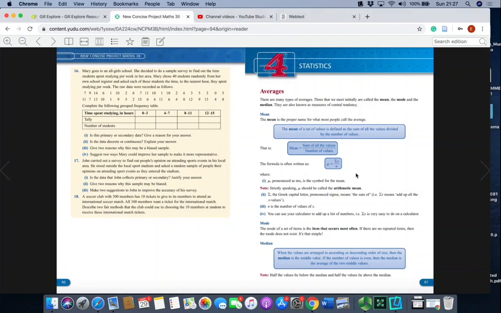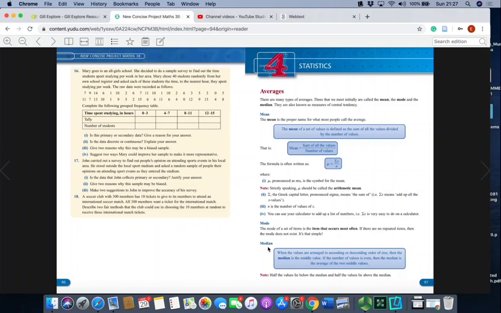The mode then is your second measure of central tendency. It is the value that occurs most often. So there's no calculation for the mode. You look at all of the values and you see, is there one that occurs most often? Sometimes data has no mode. But this is probably the easiest one to see, the mode.